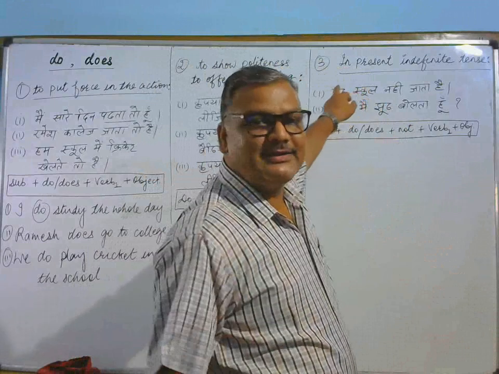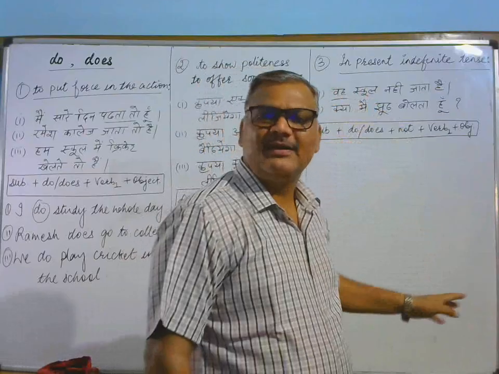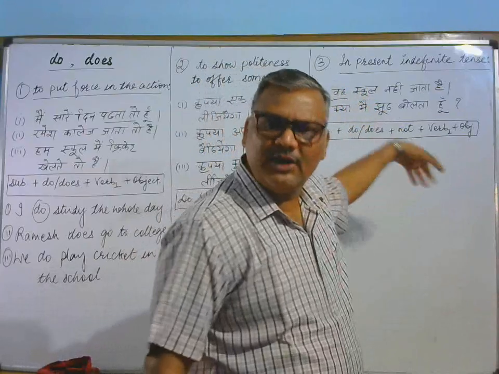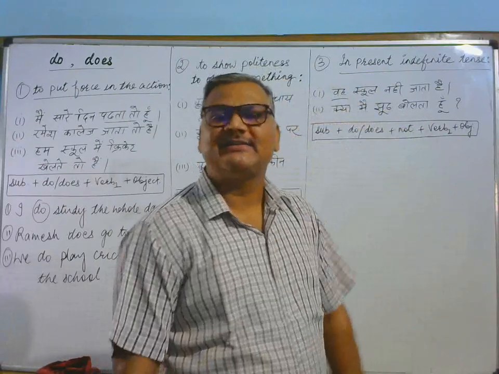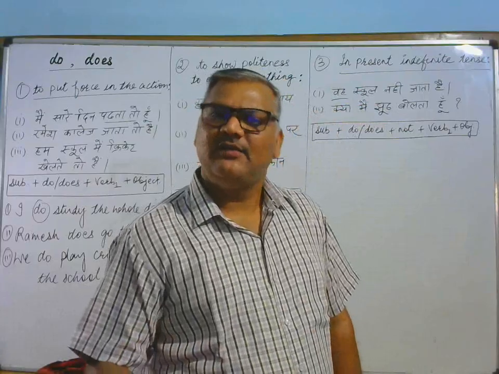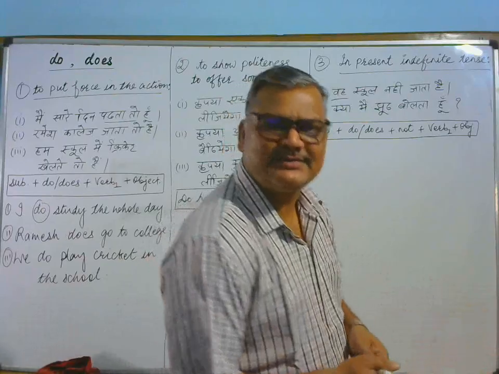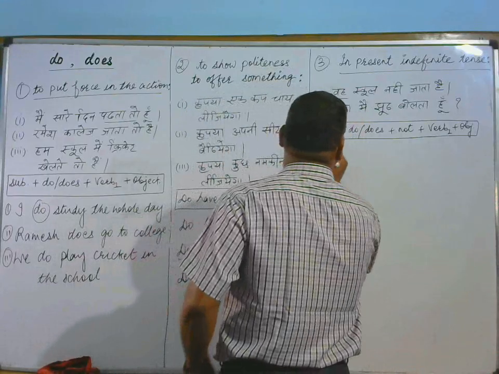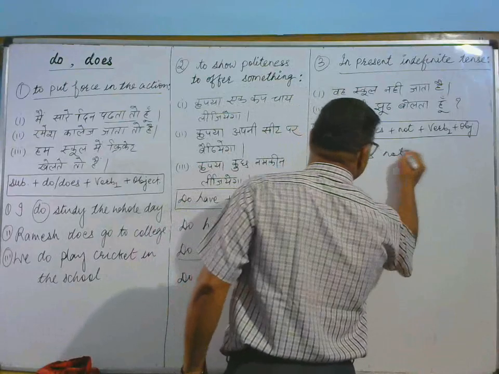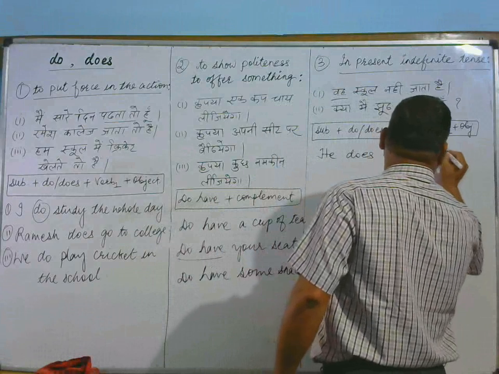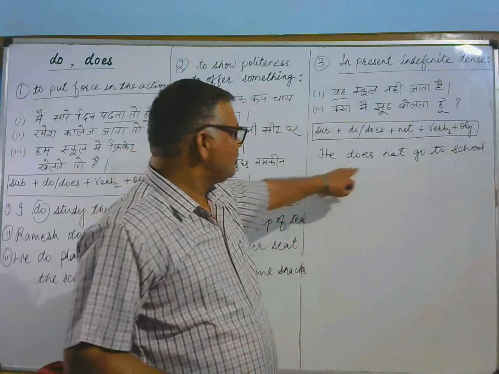The third use of do and does, we have already learned in the present indefinite tense. Here, we are just reviewing what we have already learned. वह स्कूल नहीं जाता है. This is a negative sentence. We already know how to translate such type of sentences in English. Let's translate it once again. Subject, he, does not go to school. He does not go to school.